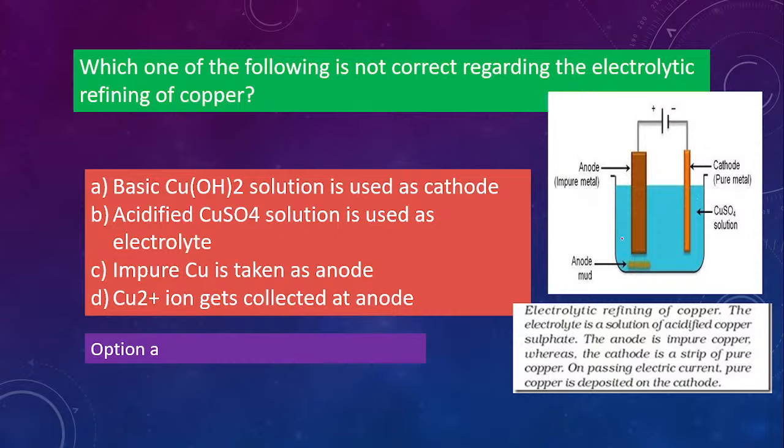When you pass electricity, pure copper will be deposited at the cathode. Keep all these points in mind. ठीक है? Impure metal anode में होगा, pure cathode में होगा. And when electricity is passed, pure copper will be deposited at the cathode. Remember these keywords. Is it clear?